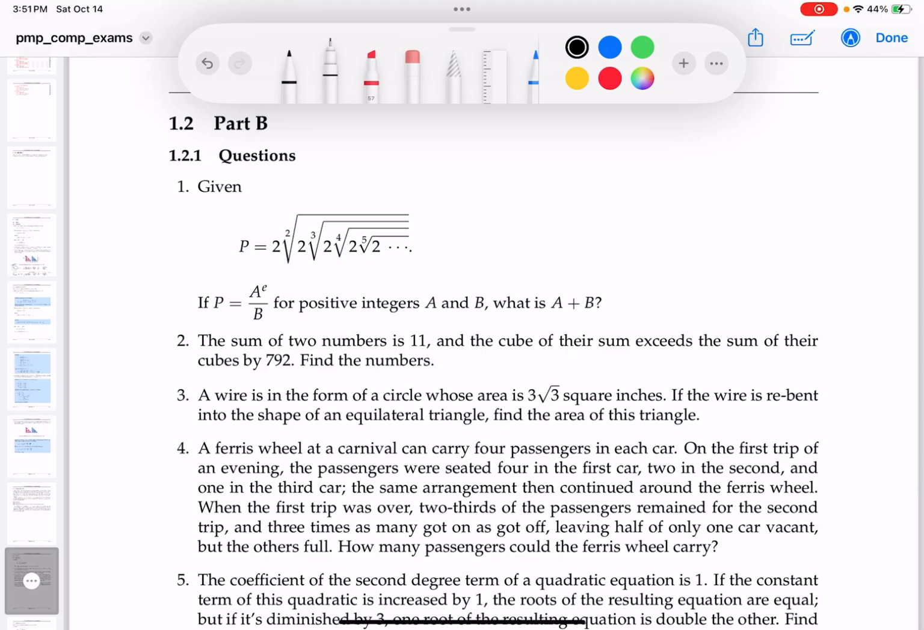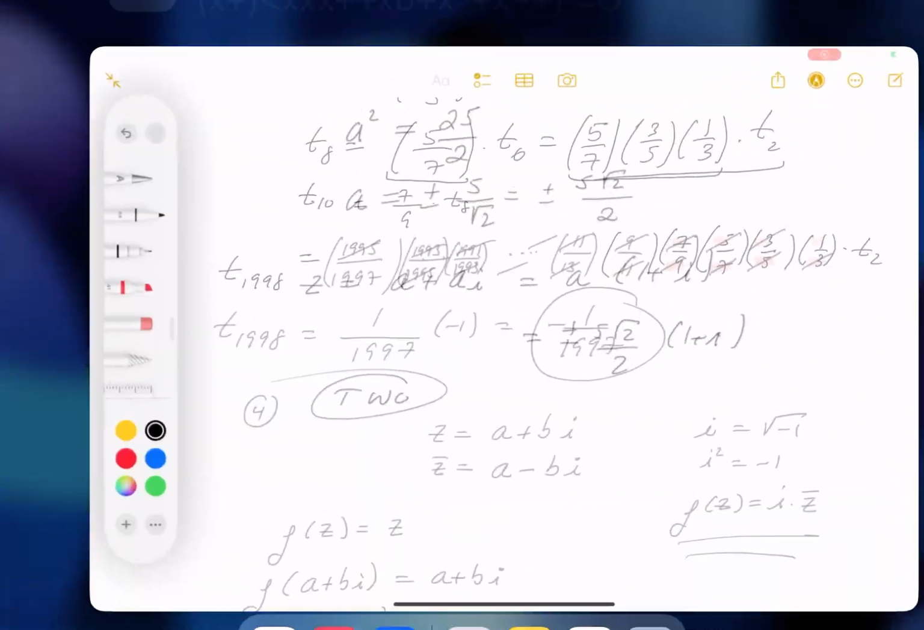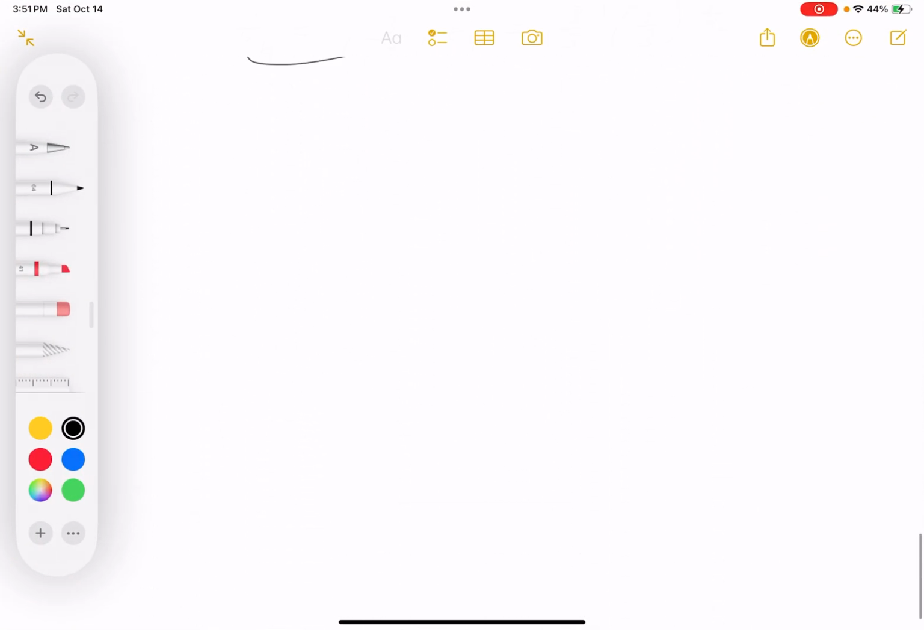Okay, number one, given this P, it's an infinite, and it's nested, it looks really awful, right? And then they go and say if P equals A to the E over B for positive integers A and B, what is A plus B? It almost looks impossible. Let me just go to the whiteboard, though, and try to think about it. And this is problem number one.